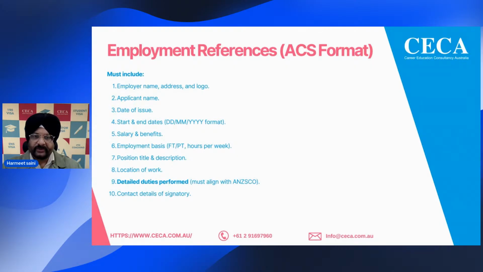And the last most important thing is that your employer reference letter must be signed by the HR or the owner of the company, and the email address and contact number of whoever signed that letter must be there. These are very important things when the assessing authority assesses this information, and it is pretty common for all assessing authorities.